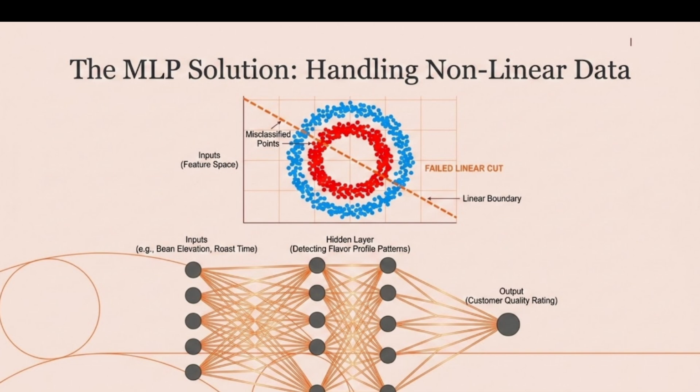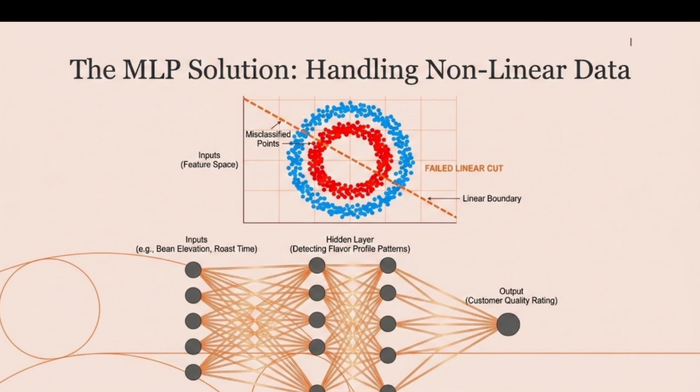Why can't we just keep using our simple models from the last few videos? Because they are fundamentally linear. Imagine trying to predict a coffee's overall quality rating based on a bean evaluation and roast time. A simple straight line can't capture the complex, sweet spots where all those variables interact.